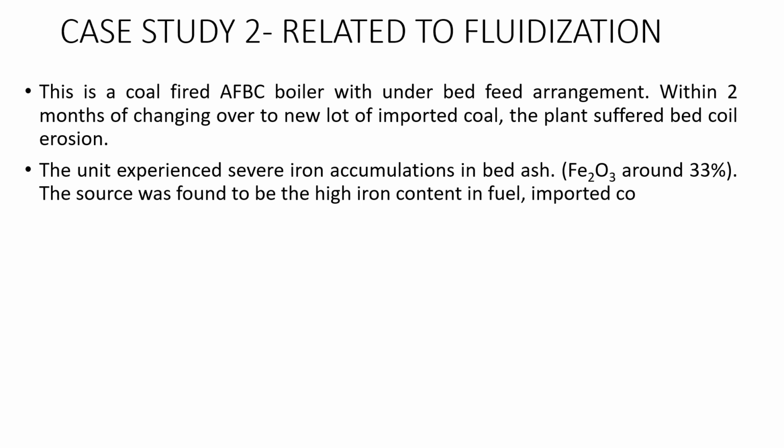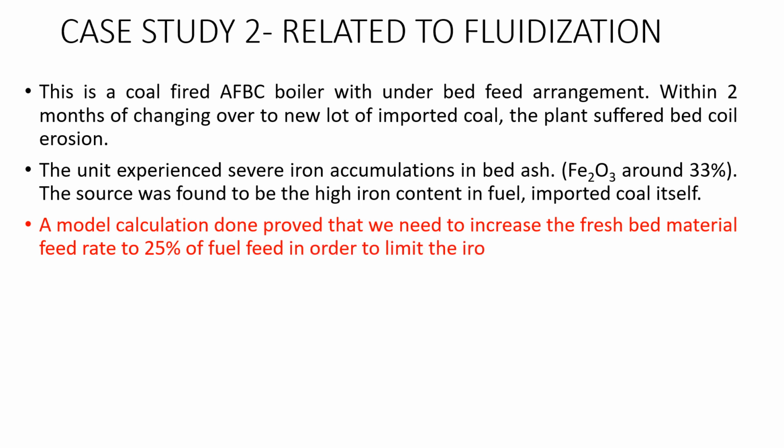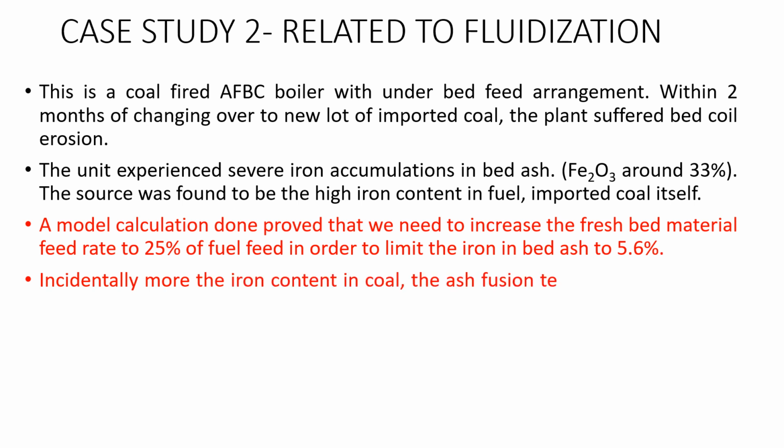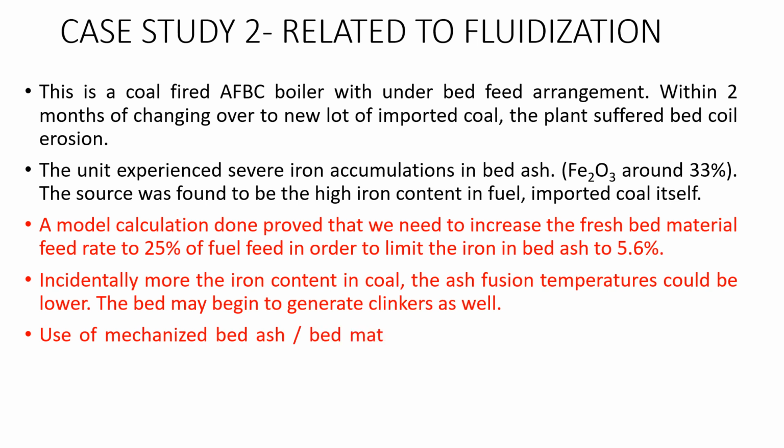The source was discovered to be the high iron content in the fuel, the imported coal itself. A model calculation was done, and it was proved that we need to increase the fresh bed material feed rate to 25% of fuel feed in order to limit the iron in bed ash to 5.6%. Incidentally, the more the iron content in coal, the lower the ash fusion temperatures could be. The bed may begin to generate clinkers as well.